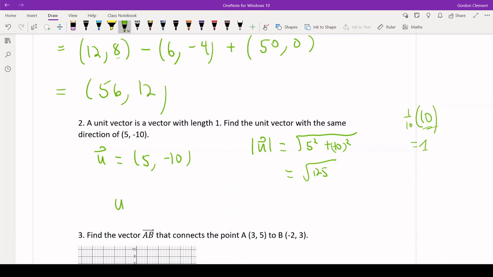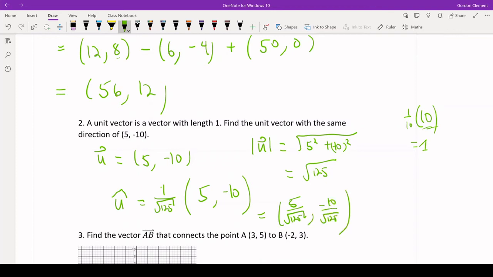So in order to make a unit vector version of u, there's a special symbol instead of an arrow. If it's going to be a unit vector, length 1, you draw a little hat instead of an arrow. We're going to take 1 over the square root of 125 as a scalar and multiply it by that vector. That'll keep the direction, but it'll make the size shrink down to 1 if we divide it by its size. So we get the resulting vector 5 over root 125, negative 10 over root 125. And again, if you want a decimal version of those, you can get one.